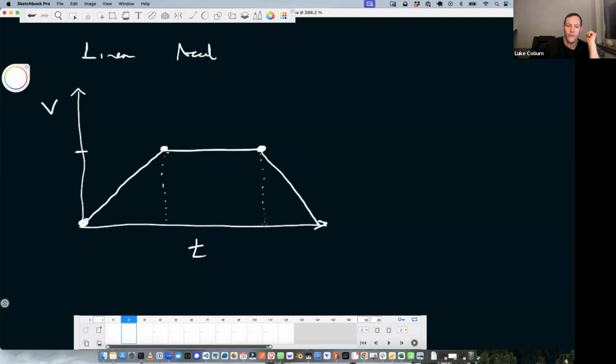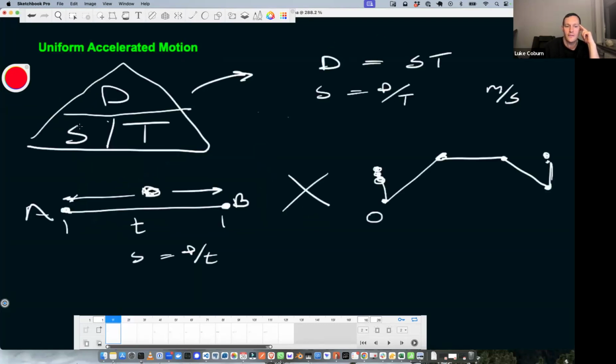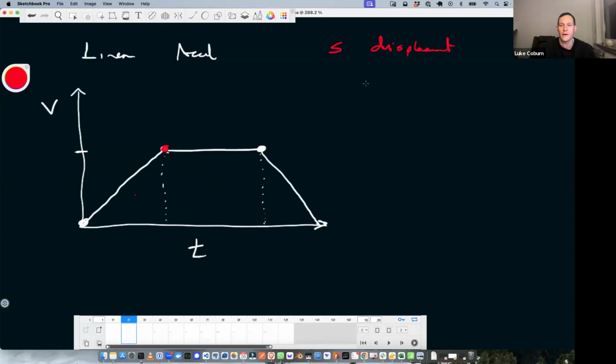There are a few things we can already say about this. For this part of the journey, I could break it up. From now on, I'm going to say S for distance, or rather displacement, okay? So S is going to mean displacement. That's one big change from Junior Cert, where S means speed. We're not going to talk about speed anymore. We're going to talk about velocity.